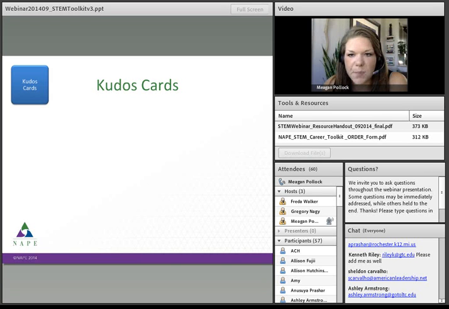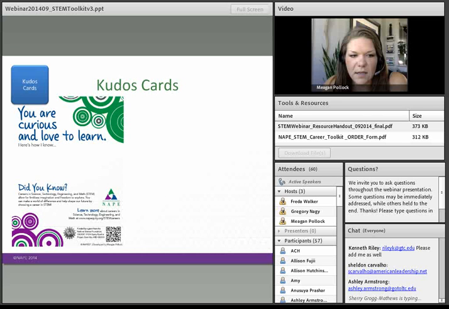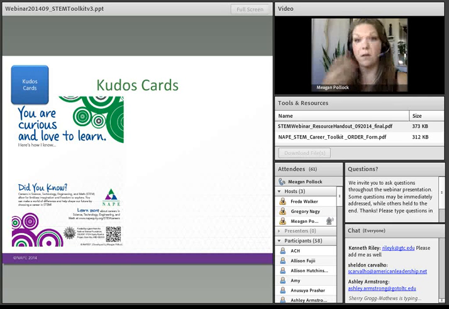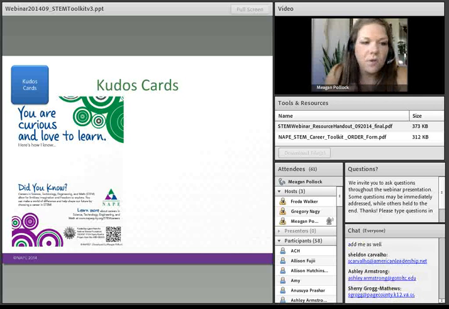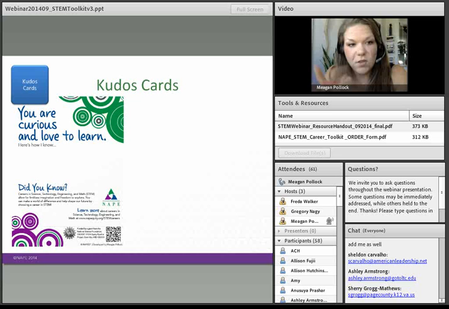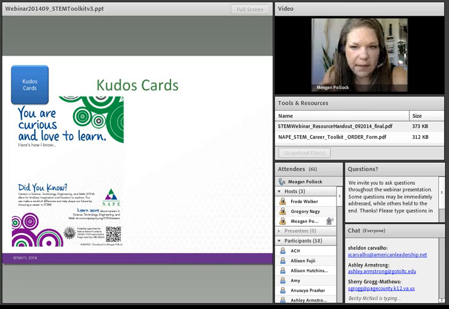The last part of the toolkit that we're going to talk about today are the Kudos cards. They're a series of 5 little note cards that are designed for you to write a note to students to help them connect one of their skills that you identify with STEM careers. The first one, for example, says, you are curious and love to learn. Here's how I know. So the idea is that you would write a note to a student, and then it relates to them. This one says, did you know that careers in STEM allow for limitless imagination and freedom to explore?